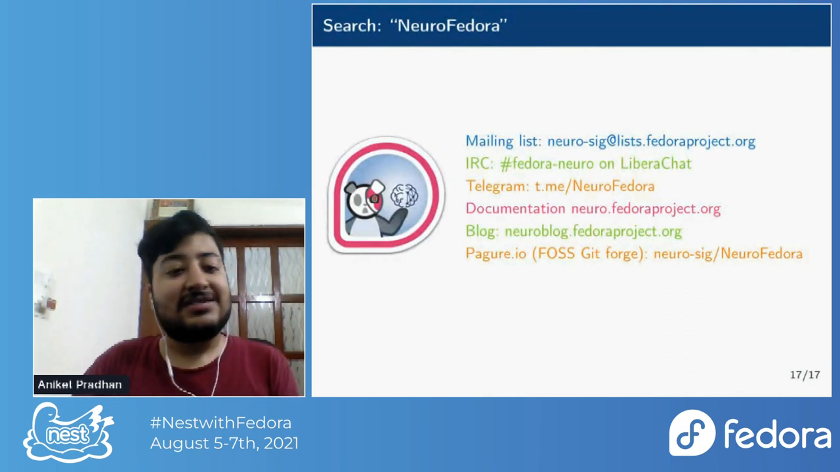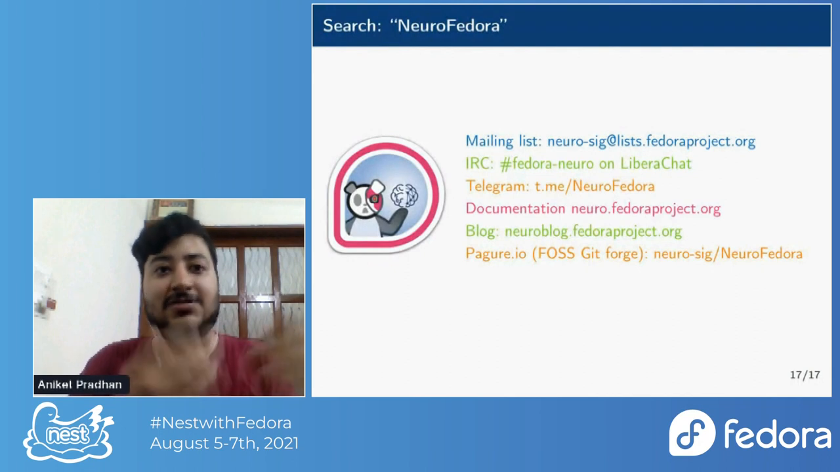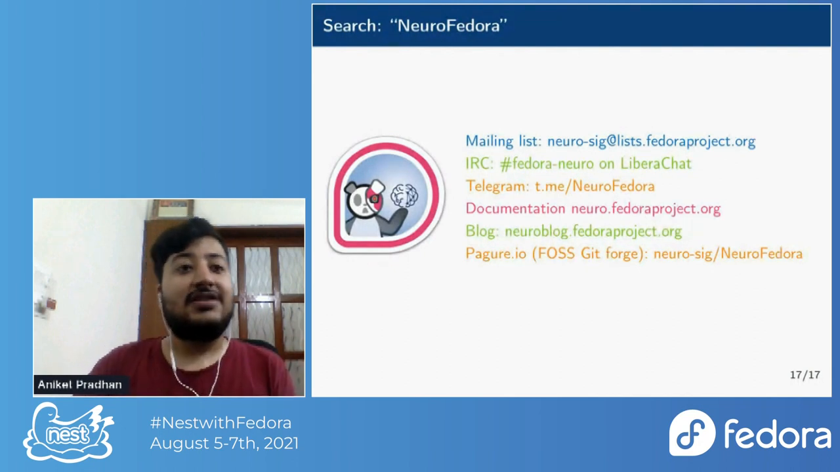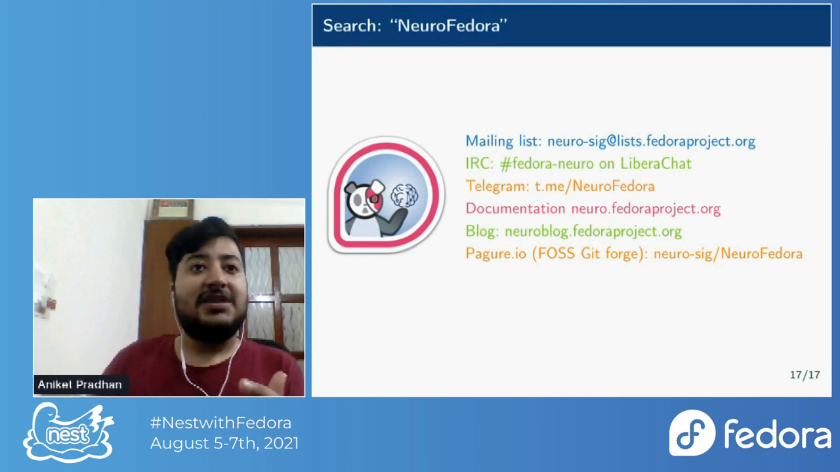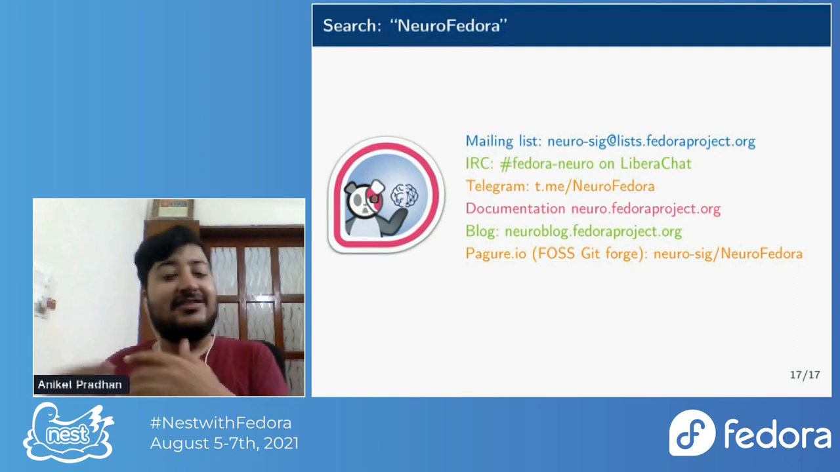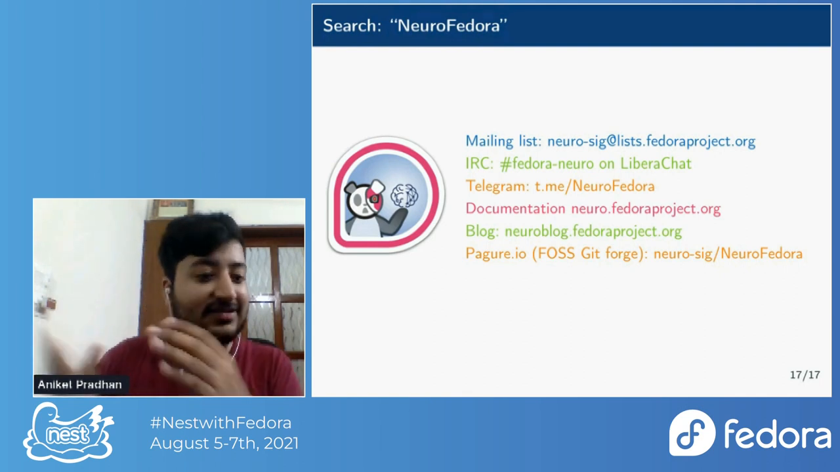Our documentation is available at neuro.fedoraproject.org. Please do visit that. There are lots of resources over there. You can go through what all software we offer and how you can contribute. We have a blog over here, neuroblog.fedoraproject.org, where we publish regular updates about our project, like what we are doing and what the current state of the whole SIG is. It's all over there as well.